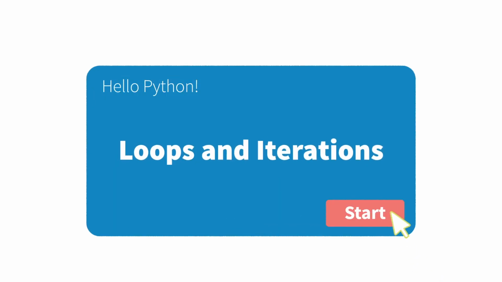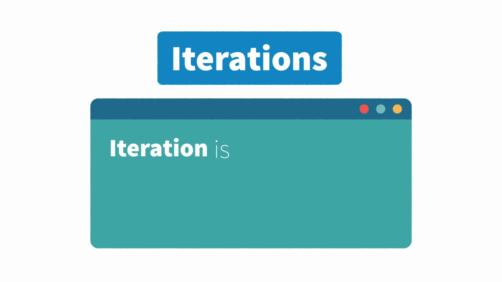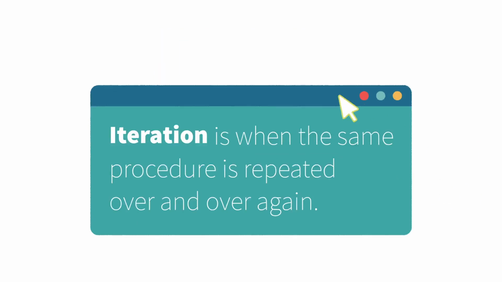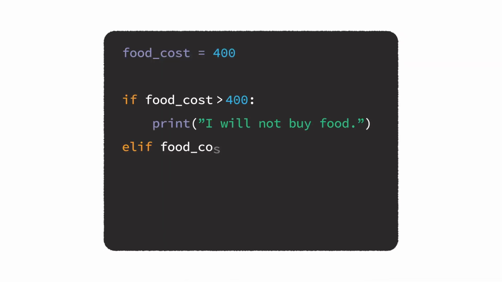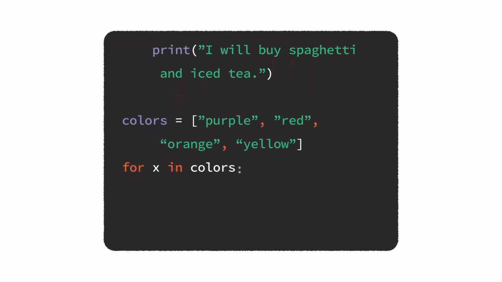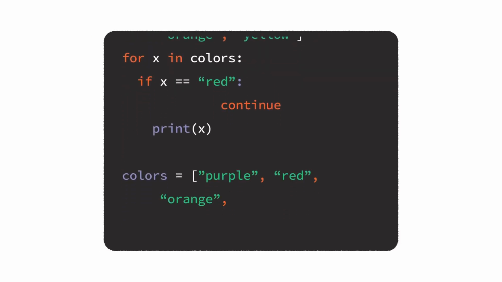Loops and iterations. What are iterations? Iteration is when the same procedure is repeated over and over again. Rather than typing every line of code manually, loops allow code to recur so that our lives will be much easier. Python has two types of iterative loops, the for and while loops.